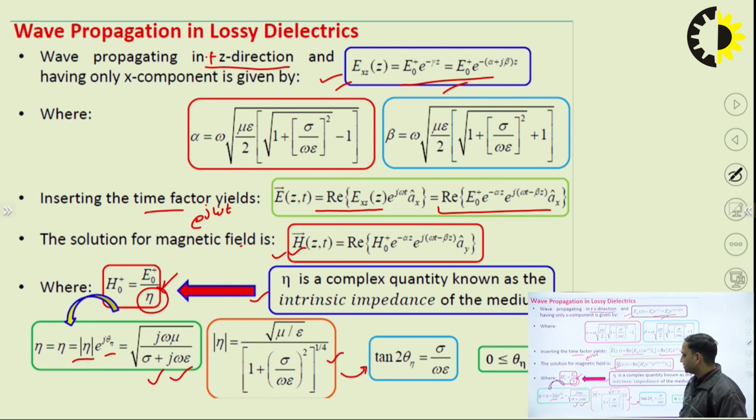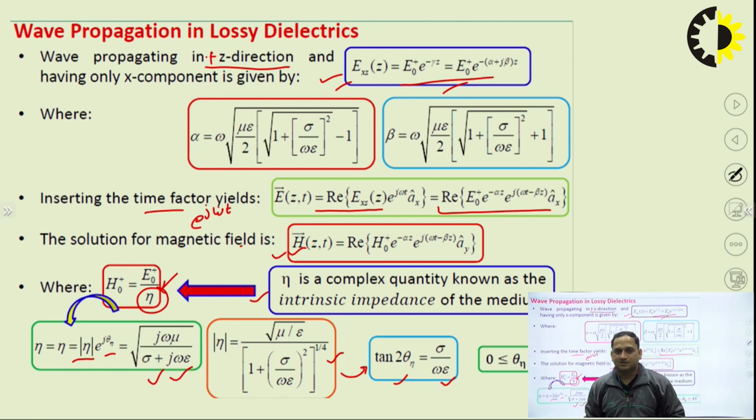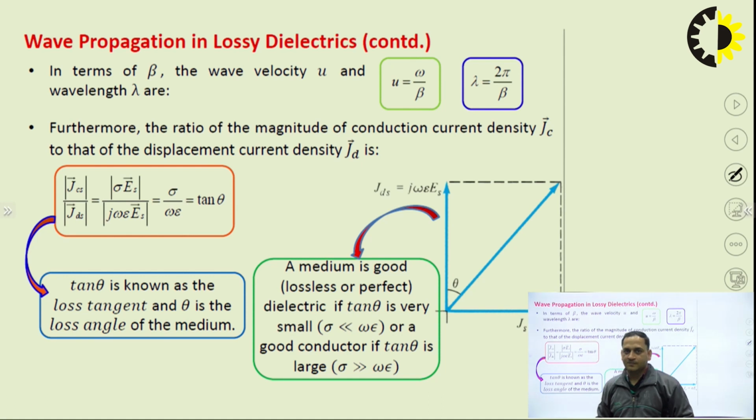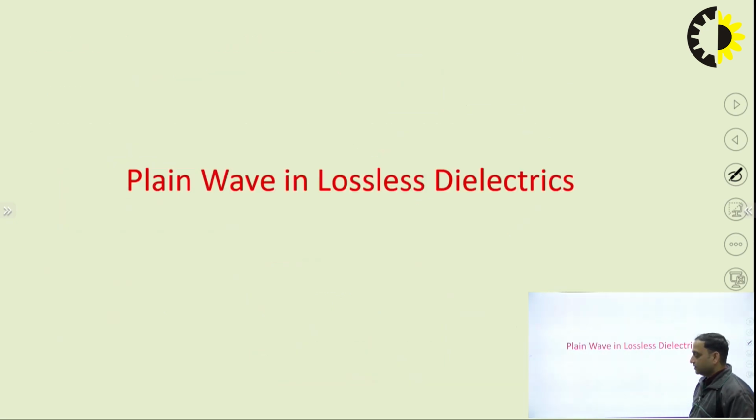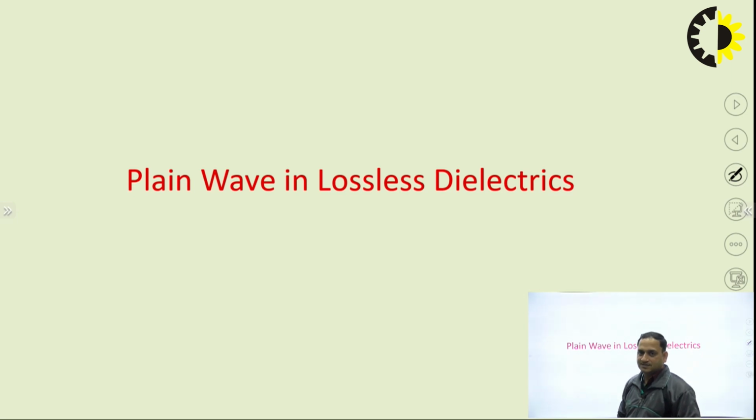This is the magnitude of this equation, and theta n can be derived by taking the tan inverse of the imaginary part divided by the real part. When we do this, 2 theta n can be calculated as sigma upon omega epsilon, which is nothing but equal to tan theta. This tan theta is nothing but the loss tangent. So these equations, which we derived, give the loss tangent. Now come to the next point, lossless dielectrics.